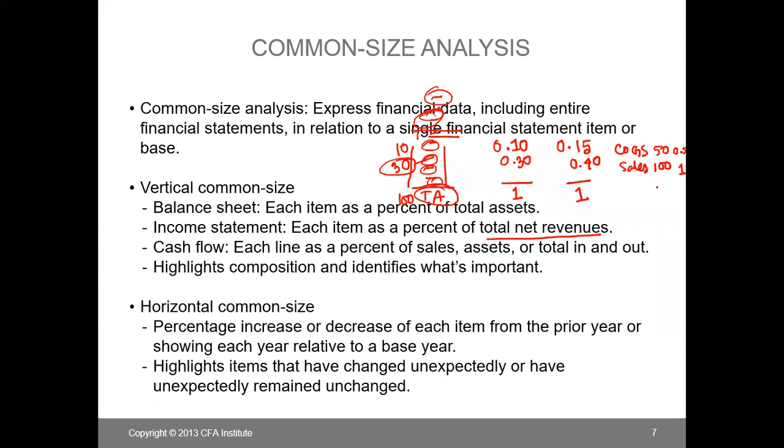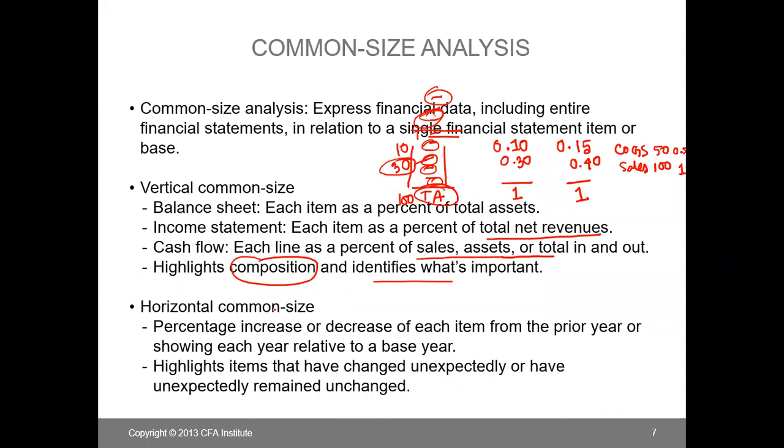In case of cash flow statement, usually these bases are taken, either sales or assets or total inflow and outflow. And what it indicates is how your balance sheet is composed or how your income statement is composed. And you might look at which item is more dominant in your balance sheet, or which item is dominating your revenue earnings. Okay.